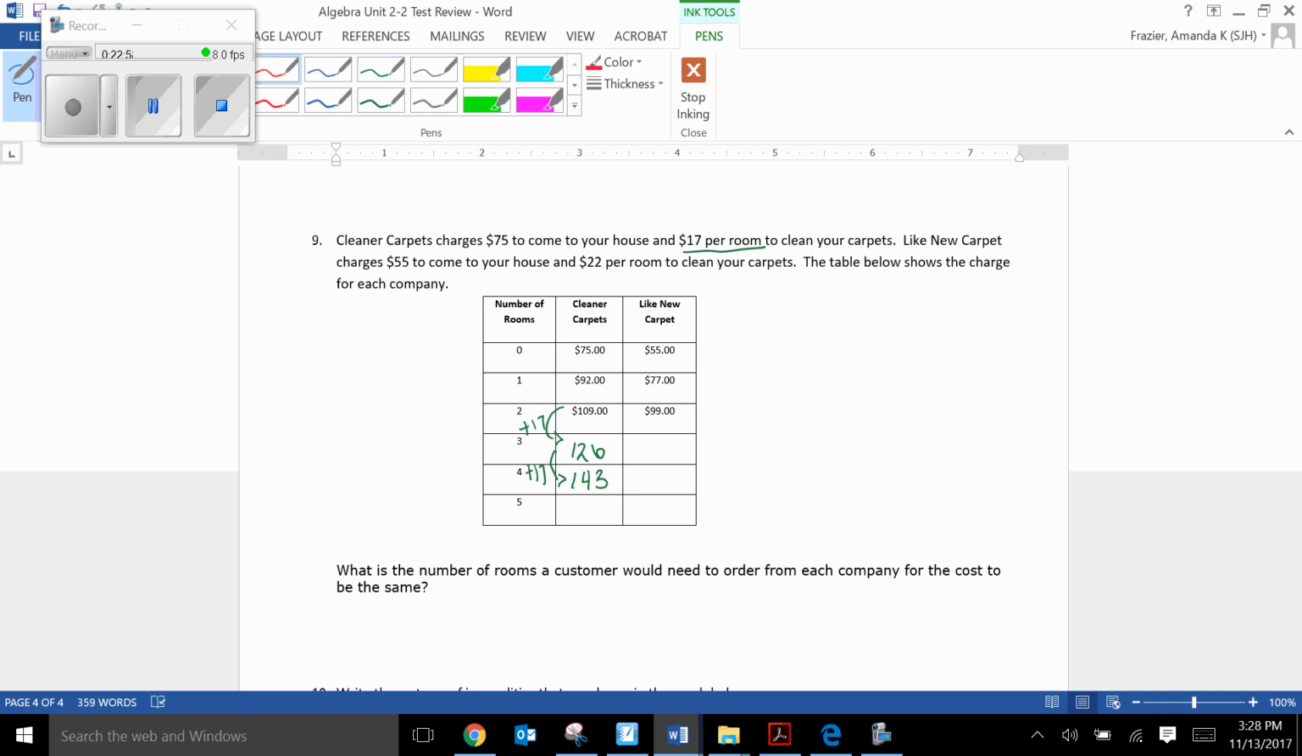Okay. And then looking at the other one, if I start to do that, I'd have 99 and it's $22 per room. So I'm going to add 22 to that. So 22 and 99 is 121. And then I'm going to add 22 again, which would be 143. And already I can see that this is my solution. This is where they would be the same. So 143.